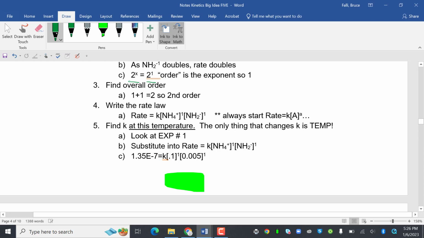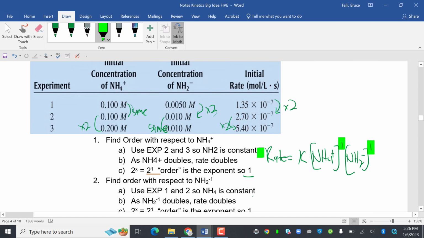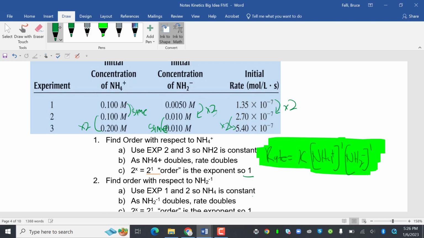And then this is find the k at this temperature. Okay, the only thing that changes k is temperature. So what I'm going to do is I now know the rate law is this guy right here. Here's my rate law. So I'm going to plug in everything except for k and solve for it. So I'm going to use equation number 1. So my rate is 1.35 E negative 7 equals k times NH4 positive, which is 0.1 to the first, times NH2 negative, which is 0.005 to the first.